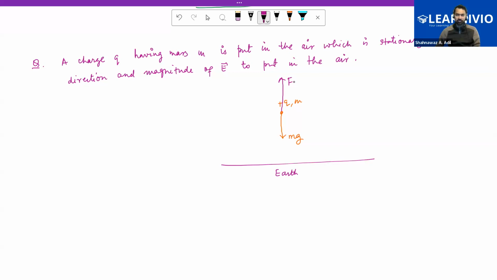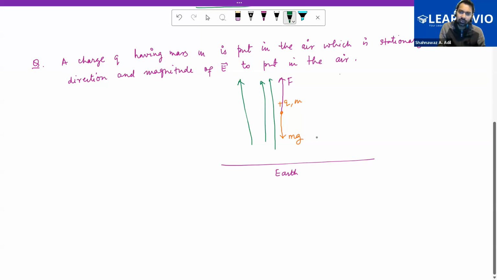That external electric field, right? Now you see that this is a positive charge, so we require a force in the upward direction. Which means that we require an electric field. For a positive charge, the electric field has the same direction as the force, right? So we need an electric field in this direction. Now we know that the electric field direction would be upwards.